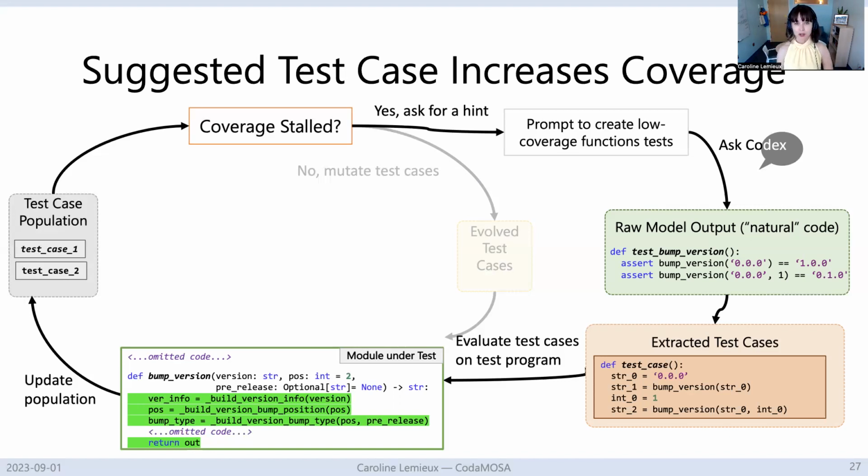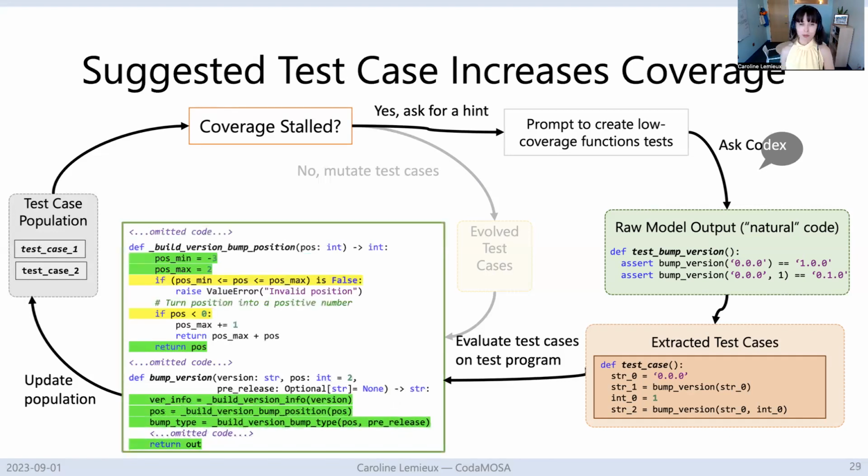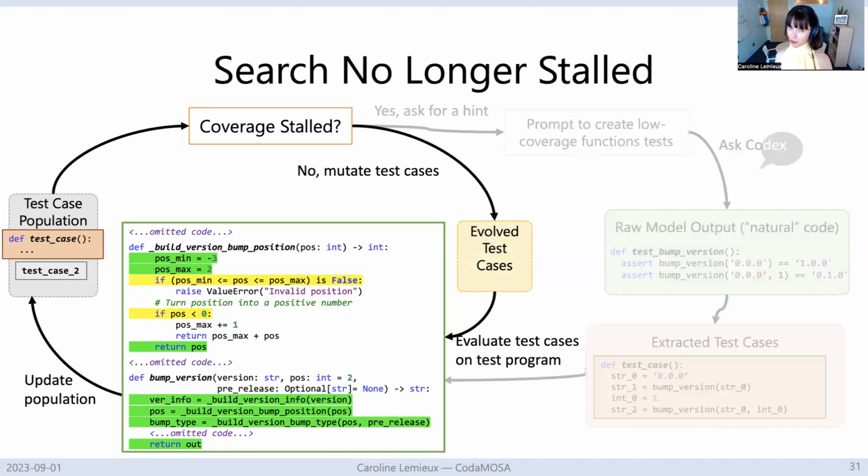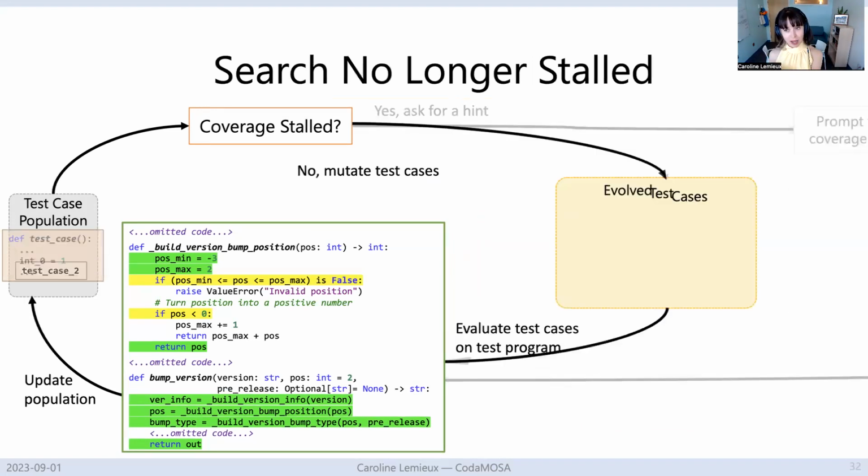And as you can imagine, there's a whole bunch more code in this module under test, which I haven't shown you. But for instance, there's also this helper function, build version bump position. And we've also finally covered any of it, which we had been unable to cover before because we were erroring out at the first line of bump version. So this is clearly a useful test case. So we save it to the test case population. And now, because we have improved coverage in the last iteration, we can actually return to our mutational path rather than the Codex hinting path.